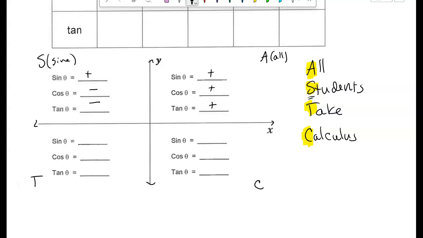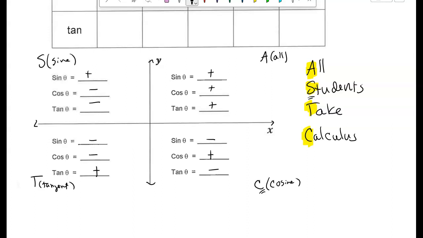What does T stand for? Yeah, that stands for tangent. So tangent is positive, but guess what my other two are? Negative. And then in my fourth quadrant, C stands for which one of them? Cosine. So cosine is positive, but that means my other two are negative. All students take calculus helps you keep track of your positive and negative signs. I think we've got this down.